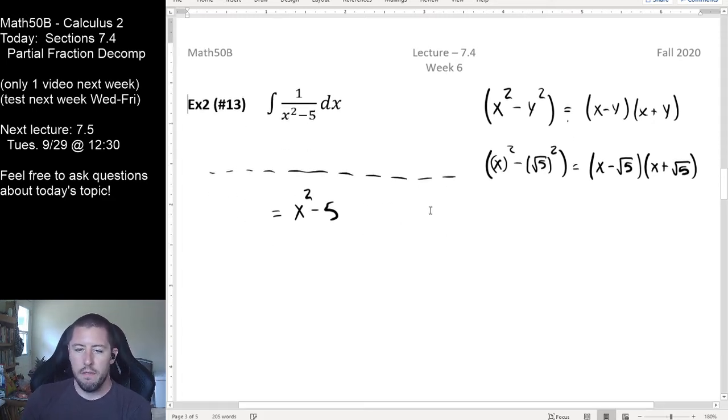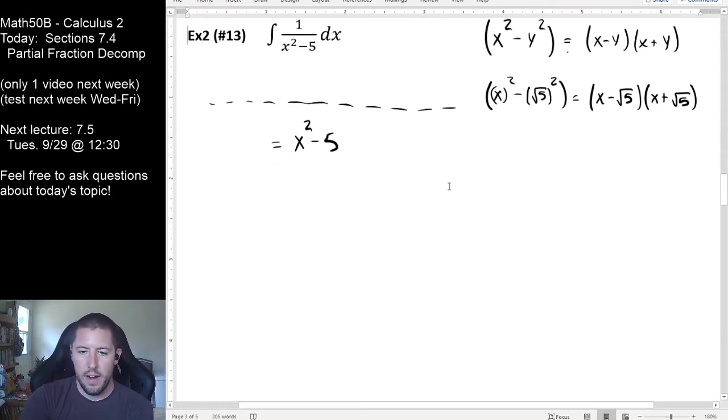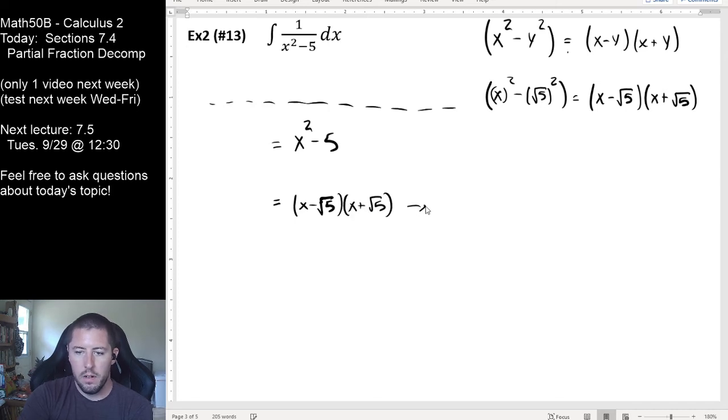I'm going to say to myself x squared minus 5. Well, I know that I can write this as x minus root 5 times x plus root 5. And therefore, 1 over x squared minus 5 should be equal to, we should be able to get two linear terms with this again, an x minus root 5 and an x plus root 5.